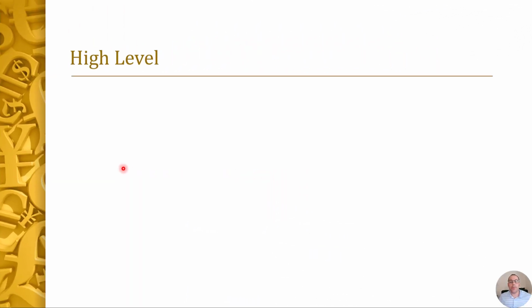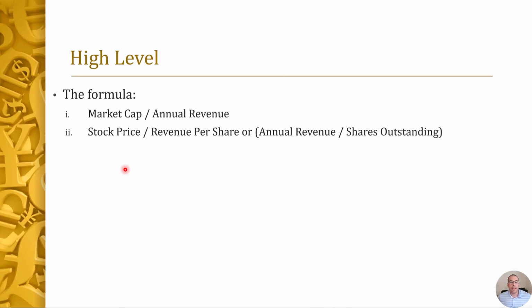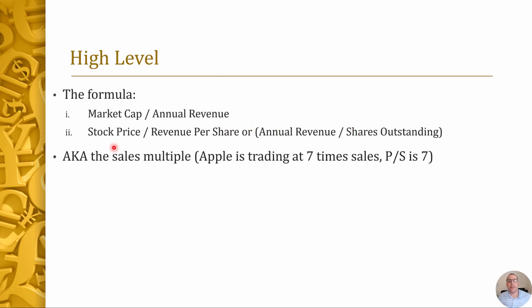So let's talk about the price to sales on a high level. The formula is market cap over revenue, and you want to take the annual revenue, the prior 12 months. Another way to calculate it is take the current stock price over the revenue per share. Revenue per share is annual revenue over shares outstanding. Sometimes people call the price to sales the sales multiple. If you're watching Bloomberg and the analyst says Apple is trading at 7 times sales, that just means they have a price to sales ratio of 7.